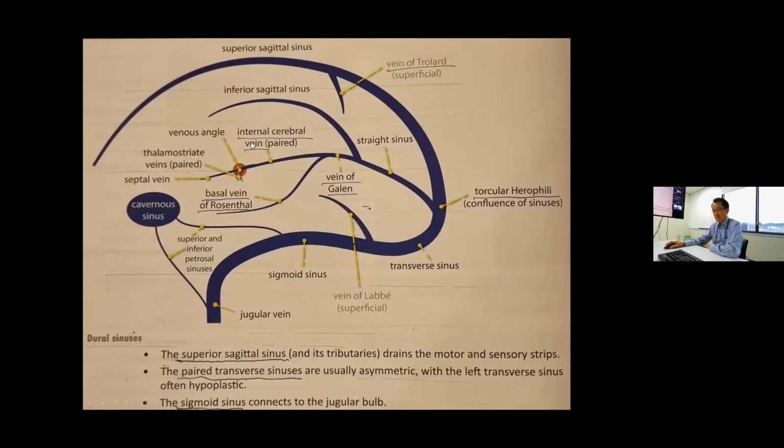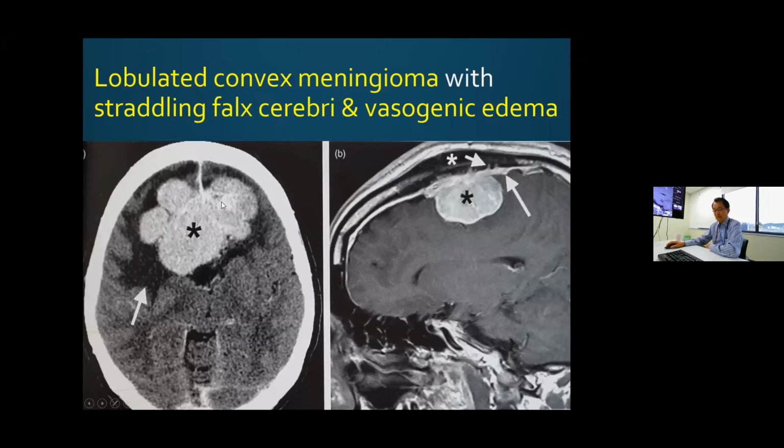Now on CT, you can see sort of lobulated, bumpy, very high convexity here, and enhanced, that's a classical finding of meningioma. So meningioma usually, and also enhanced in this dural sort of a lining.